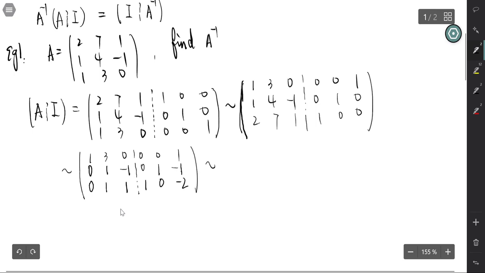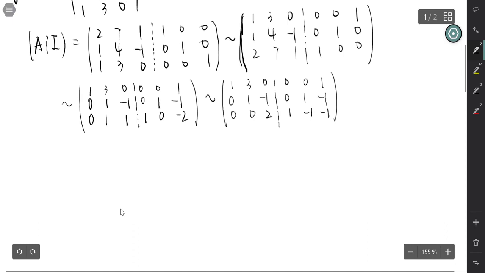And then the third row subtract the second row. That is 0, 0, that's 2, that's 1, that's negative 1, negative 2 minus negative 1, that is negative 1. And then divide the third row by 2.